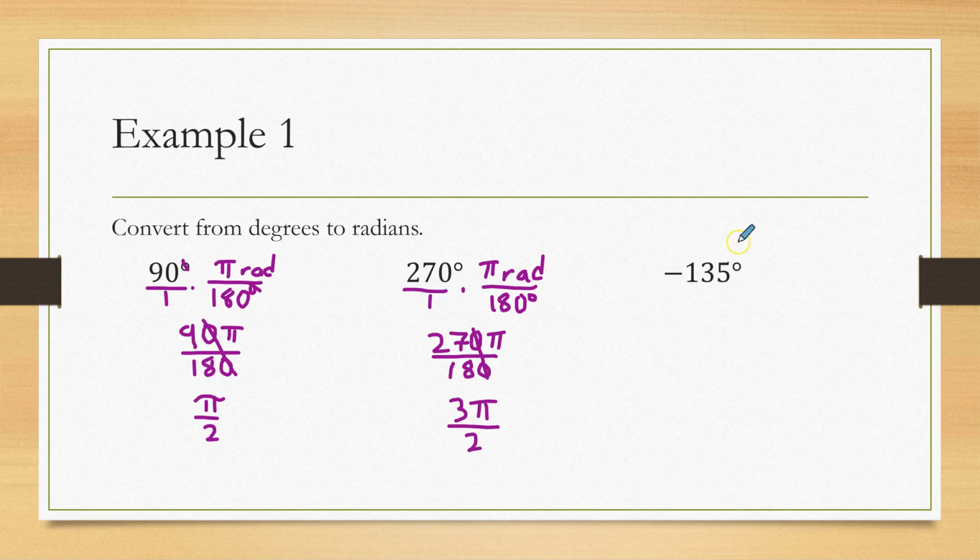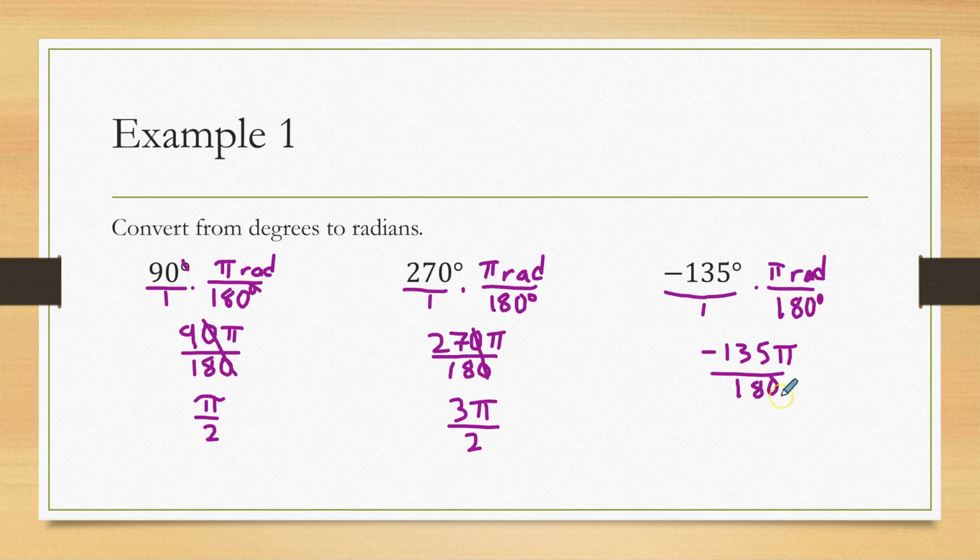And then the last example, we can also do this with negative angle measurements. So if I have negative 135 degrees over 1, I'm going to think of this as multiplying by 1 pi radian over 180 degrees again. The degree symbols will cancel, so you'll have negative 135 pi over 180.